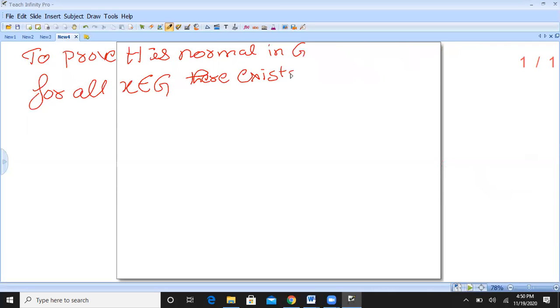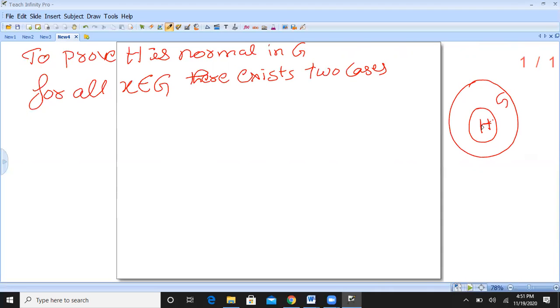There exist two cases. So on the G, consider H another subgroup, and G another group.